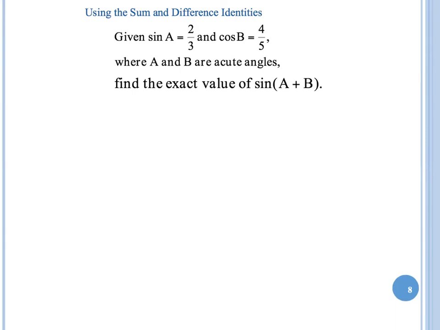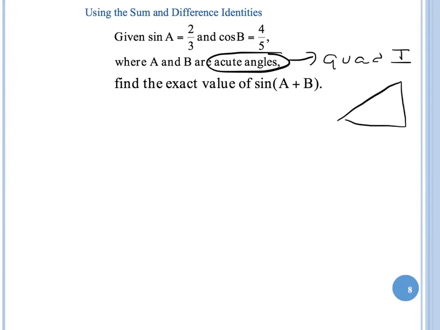Okay, so this is telling me that A and B are acute angles, which means they have to be less than 90, so they both have to be in the first quadrant. So I'm going to draw a couple of triangles, one representing angle A, the other one representing angle B.